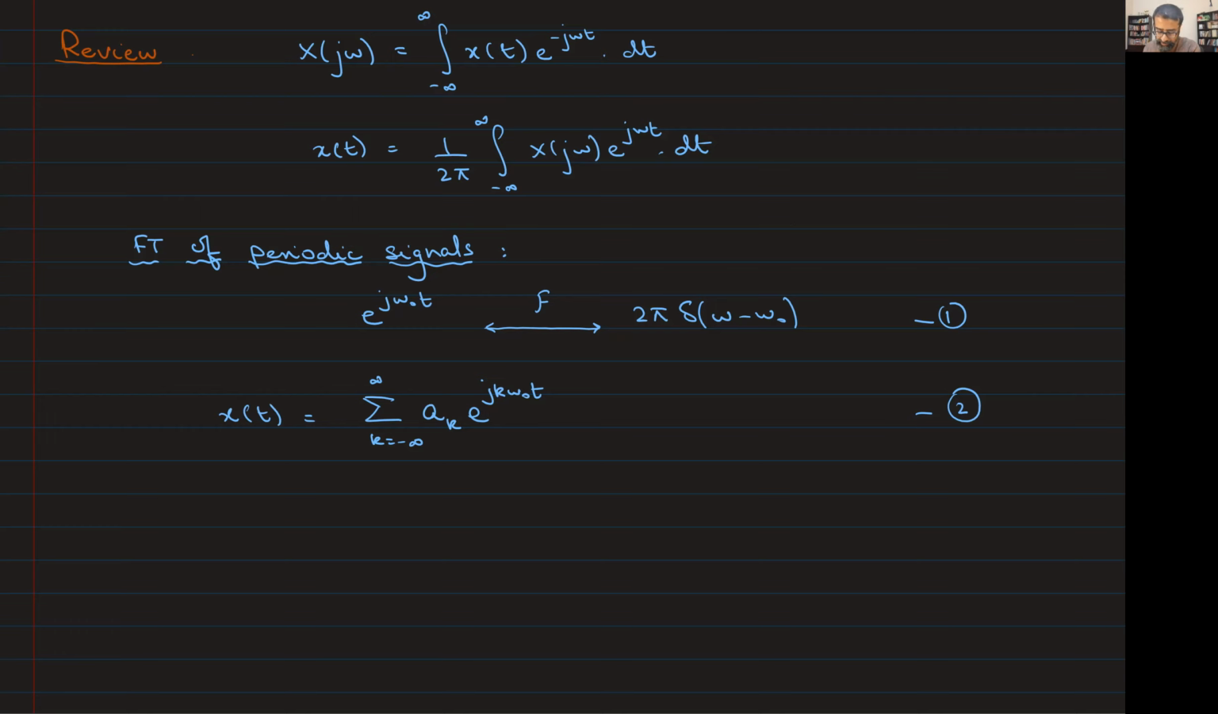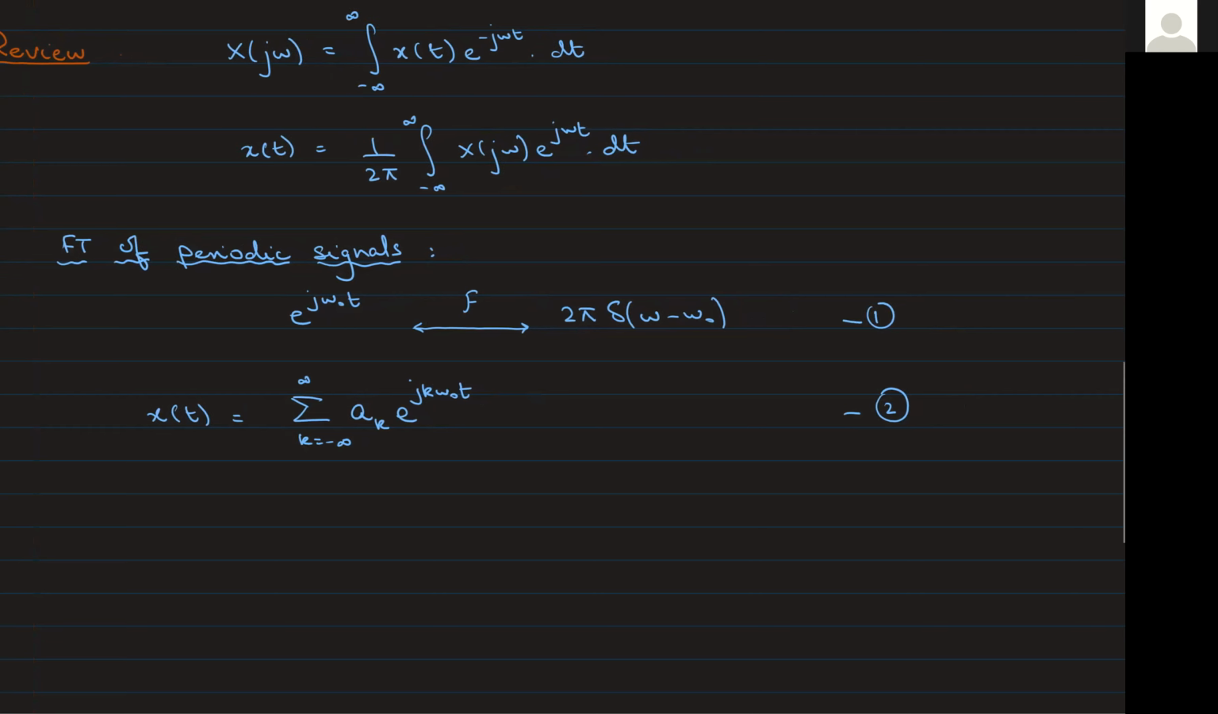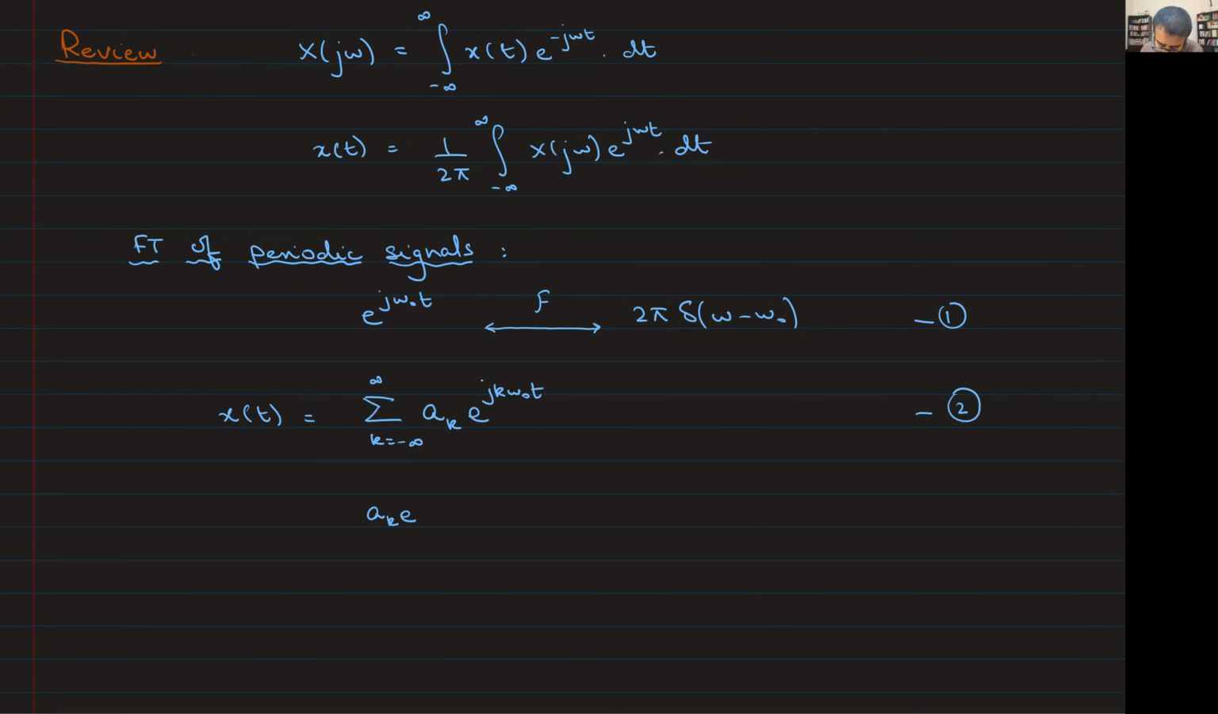So outside the integral, if I just multiply a k with e raised to the power j k omega naught t, the Fourier transform for this is going to be 2 pi delta of omega minus k omega naught, multiplied by a k. That's because of linearity. Because it's an integral, if you plug in the definition, the constant can come out of the integral because the integral is a linear operator. And if I have a summation on the left-hand side, I'll have a summation here as well, once again because of the linearity of the integral.